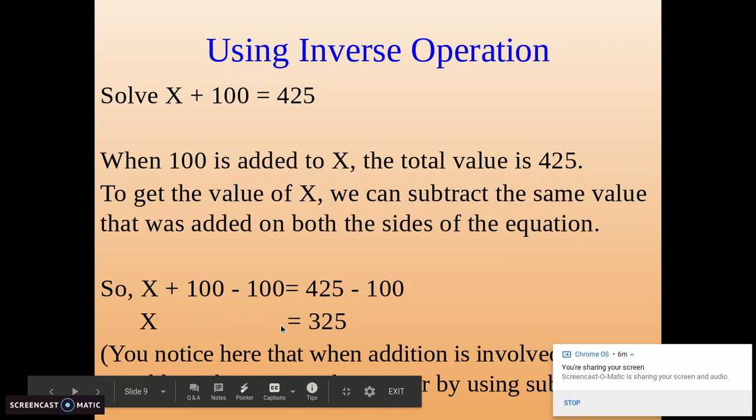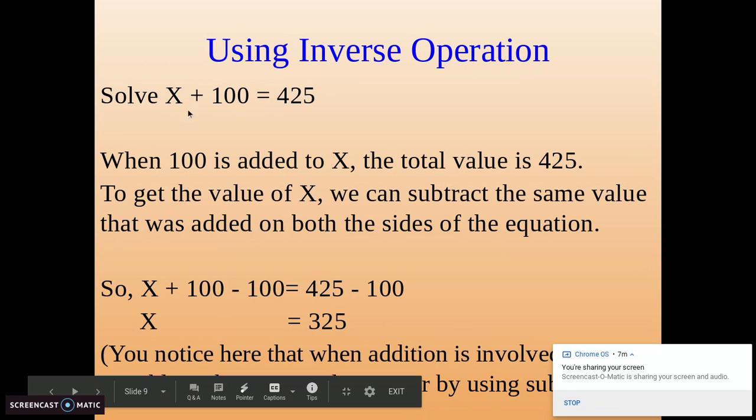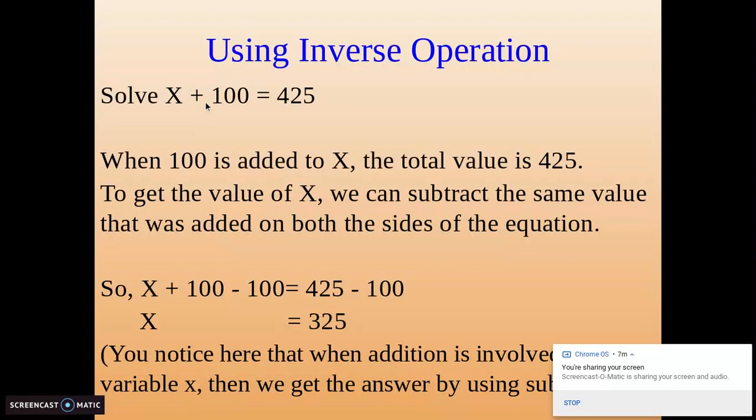X will be equal to 425 minus 100, which is 325. So the value of x will be 325. You notice that when addition is involved with the variable on the side, to find its value, a subtraction is used to get the value of x. That's why we say that if you want to find the value of x and there's addition involved, you subtract the same value.